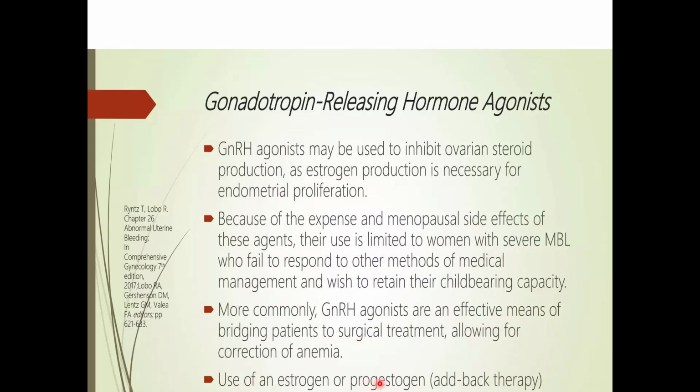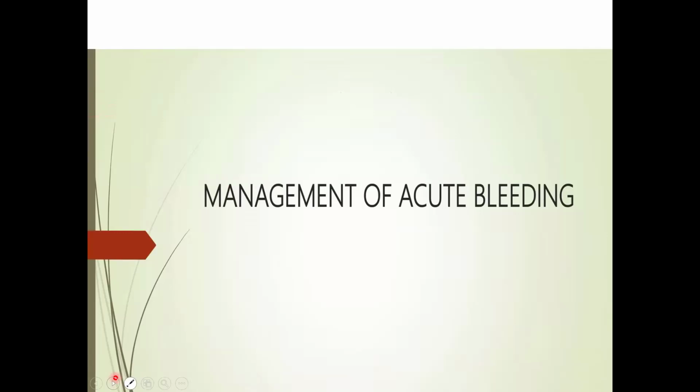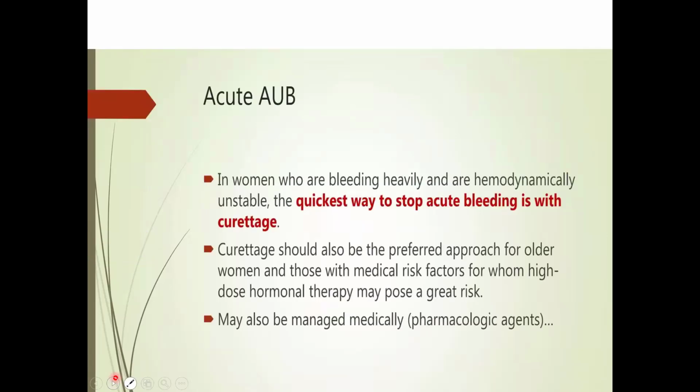Use of an estrogen or progesterone add-back therapy. Management of acute bleeding. Acute AUB in women who are bleeding heavily and are hemodynamically unstable. The quickest way to stop acute bleeding is with curettage. Curettage should also be the preferred approach for older women and those with medical risk factors for whom high dose hormonal therapy may pose a great risk. It may also be managed medically with pharmacological agents.